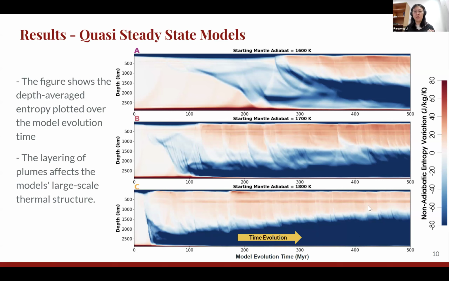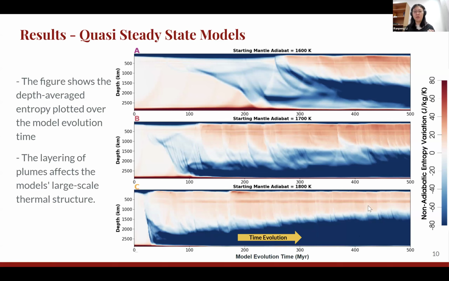So we just looked at the quasi-steady state models that each represent a certain time during Earth's evolution. We also have long-term models that run for 3 billion years and can show the gradual change from a hot mantle cooling down to a cold mantle, and that's what we are looking at right now. So this model started from a 1900 Kelvin mantle potential temperature and cools around 100 Kelvin per billion years. And now we are still at a quite early stage.